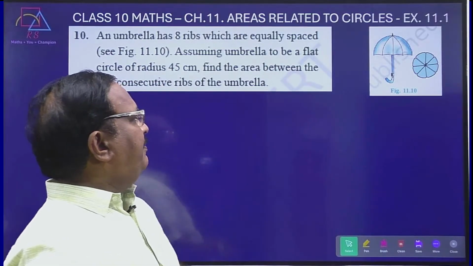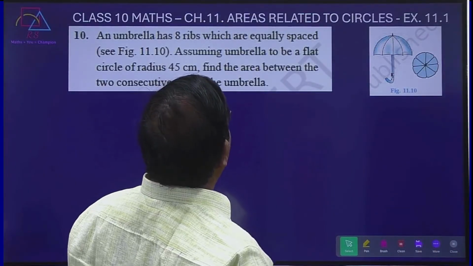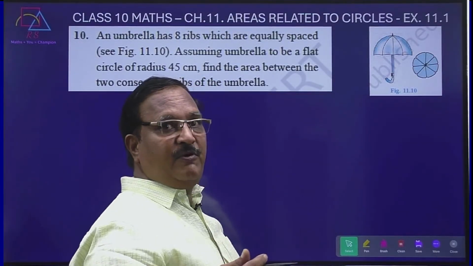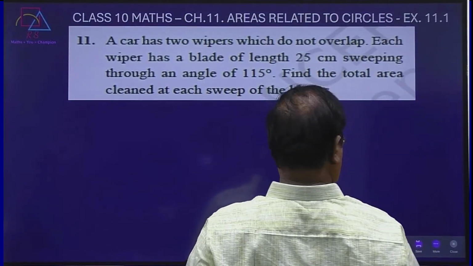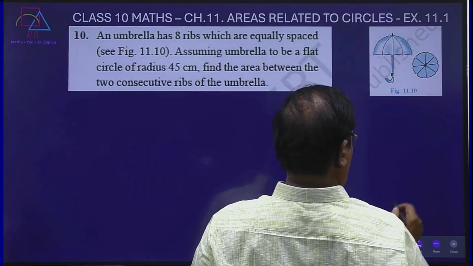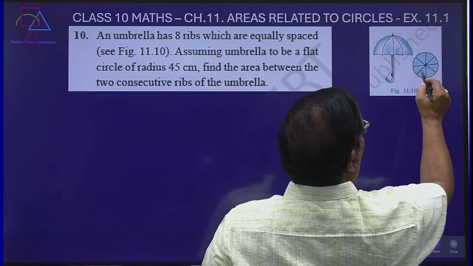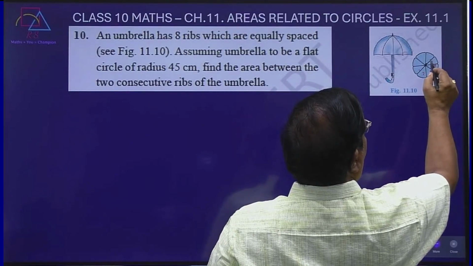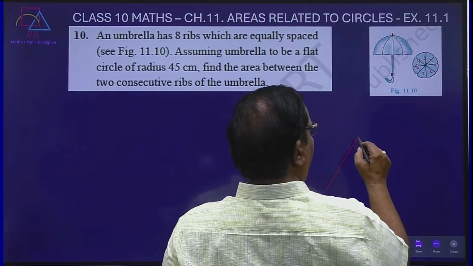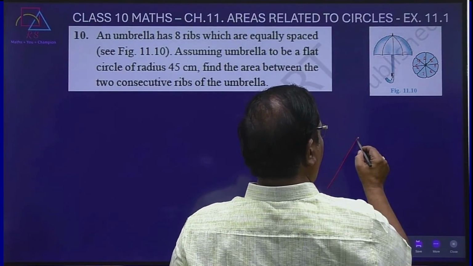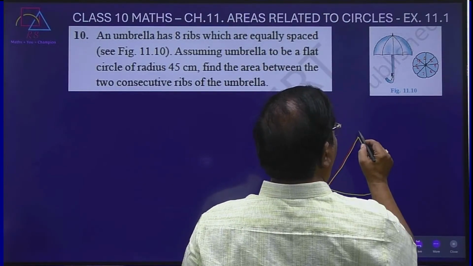So this umbrella problem, right. The umbrella has 8 ribs. 8 ribs, same just like the previous problem. In the previous problem there were 5, so here 8 ribs are there. 1 2 3 4 5 6 7 8 ribs. Okay, I will draw only one part. This is one part. Let us say this is one.